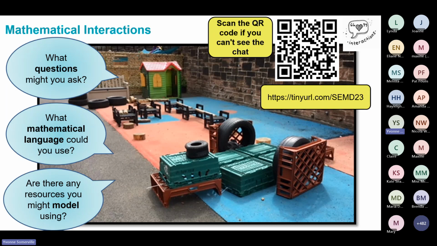I'm loving some of the ideas that are coming into the chat. Somebody's saying that you could number each part of it. So first, you've got to climb through the tires. Second, you've got to balance on the logs. Some people are saying timing. So again, if you were to, for example, add a stopwatch nearby, would that make it more mathematical for the children? Would they begin to time each other? Could you model using the timer?